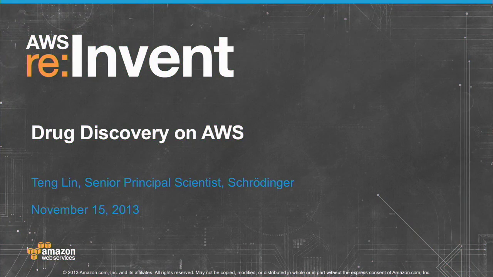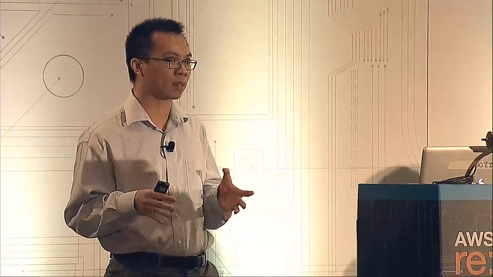GPU is capable of running many different kinds of applications. In addition to the application you just saw a couple of minutes ago, the new generation of the GPU can be used to do scientific computing as well. Today, I'm going to share with you how we utilize the GPU instance on AWS to do drug discovery.